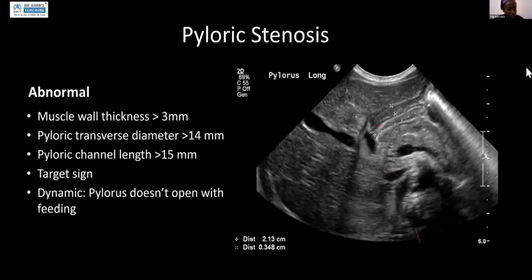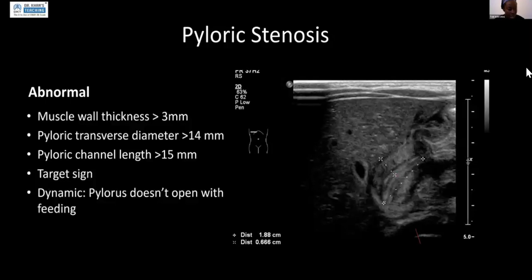So this is our case that we saw. We can see that the muscle wall is too thick, so it's more than 3 millimeters. The channel is too long, so it's 21 millimeters rather than being less than 15. And the transverse diameter is not measured here, but this would most likely be more than 14 millimeters. And then this is another case to show you the thickened muscle wall. This is slightly over measured, but it's probably about 5 millimeters and 18 millimeters.